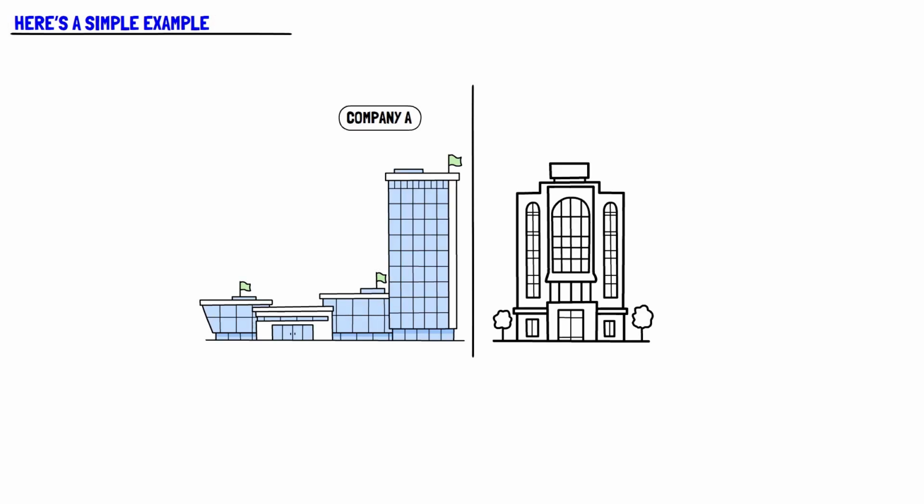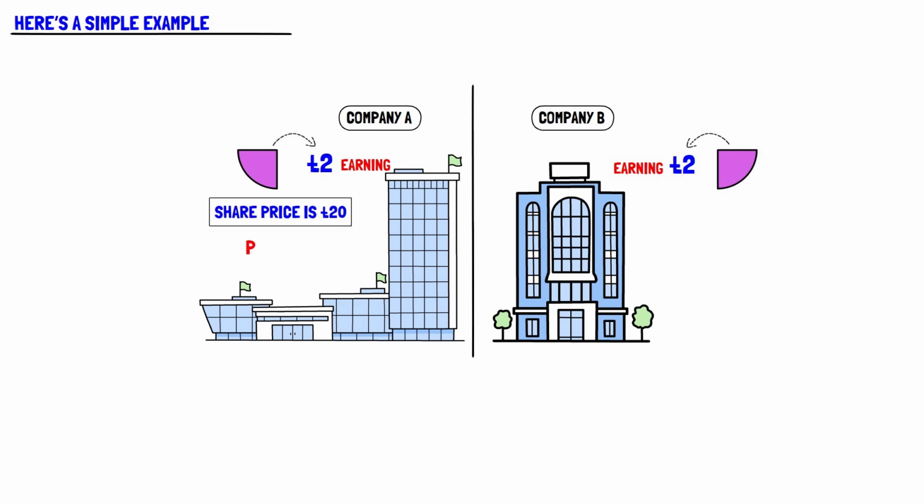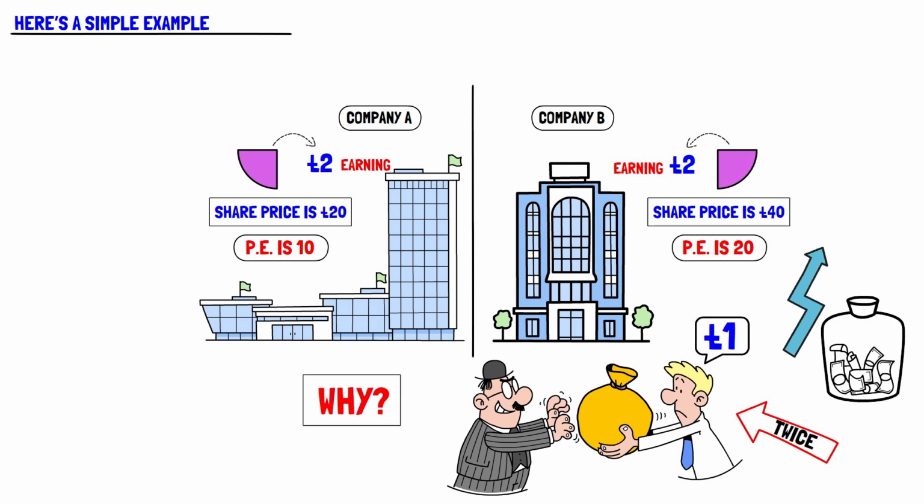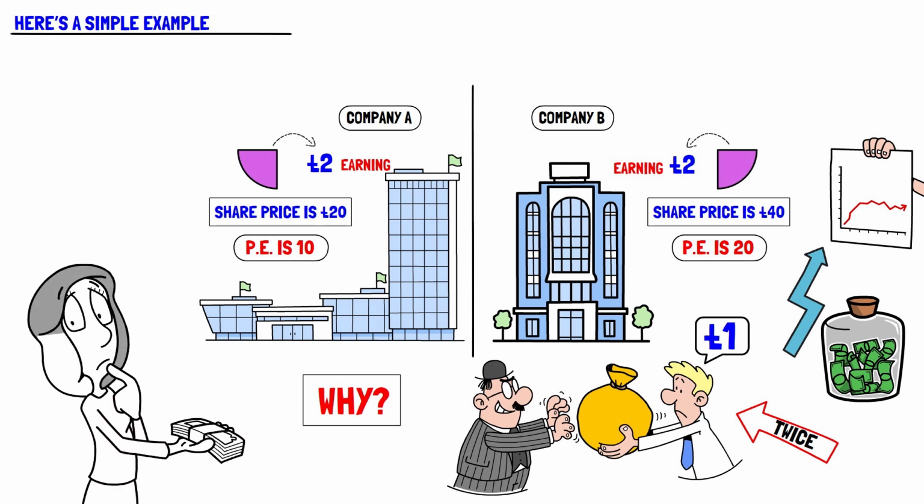Here's a simple example. Imagine two companies, both earning £2 per share. Company A's share price is £20, so its PE is 10. Company B's share price is £40, so its PE is 20. Company B's earnings are the same, but investors are paying twice as much for each pound of profit. Why? Maybe they believe Company B will grow quickly, or maybe the market is simply overenthusiastic. This is why the PE ratio matters. It highlights how much optimism or pessimism is built into the price.